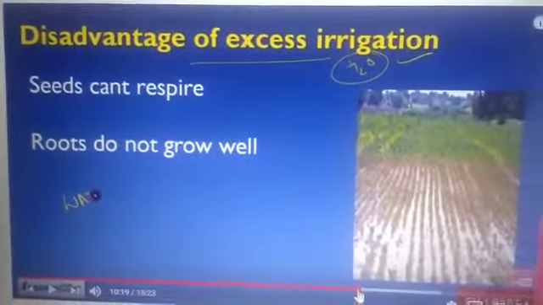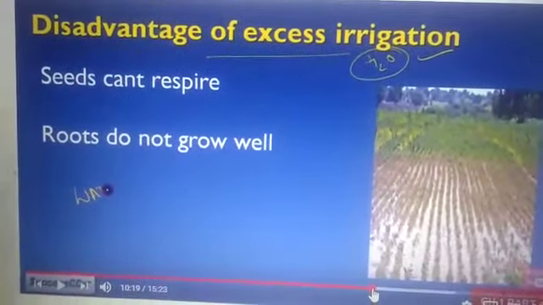Disadvantage of excess irrigation: seeds cannot respire.